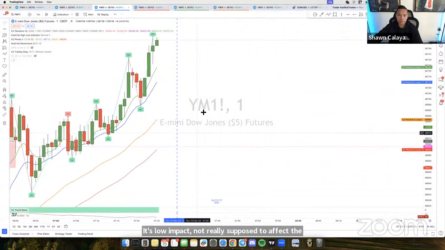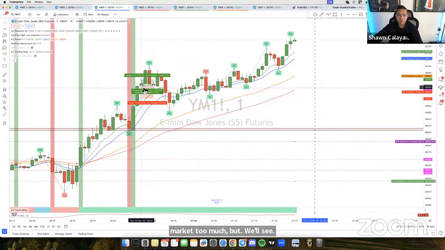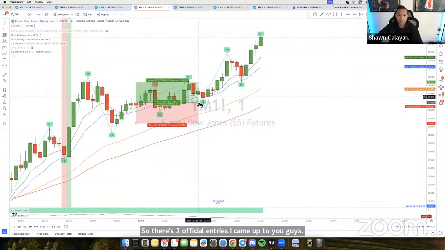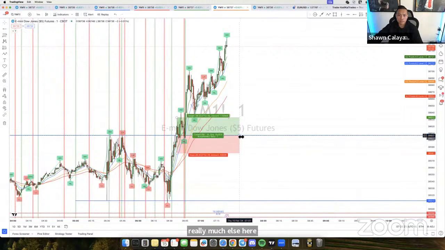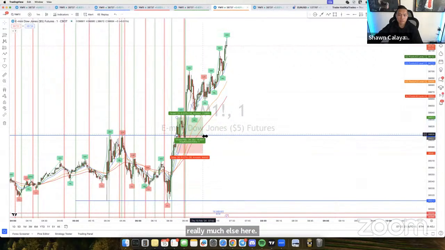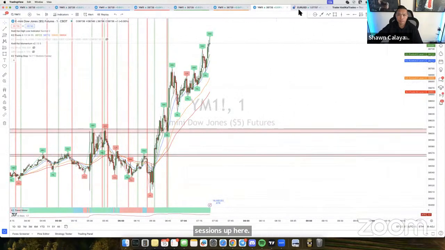So there's 2 official entries that came up today, guys. Breakout V3 continuation right here at 647 and the PRB. That's pretty much it. Other than that, there is not really much else here for us to look at or work at. There's no sessions up here. I mean, there's no liquidity. Liquidity already got hit right there. And there's no other levels here at the moment.